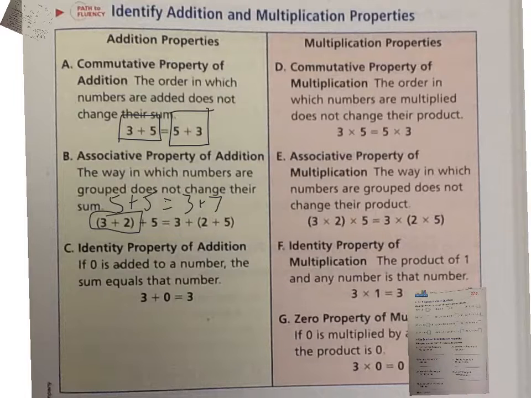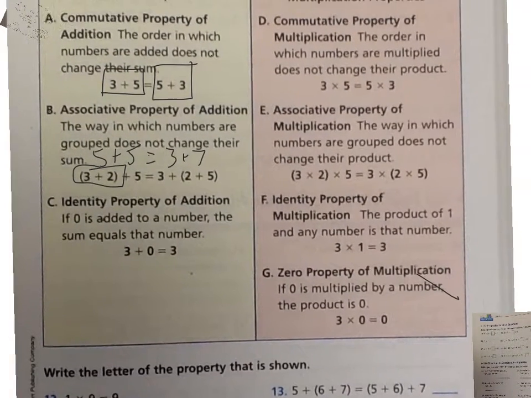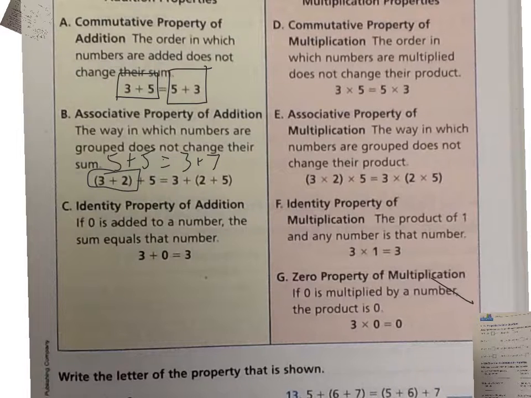Each equal 10. And the identity property of addition: if 0 is added to a number, the sum equals that number. So what that means is if you add 0 to it, any number plus 0 means the number doesn't change. So 3 plus 0 or a million plus 0, it still equals 3 or a million.